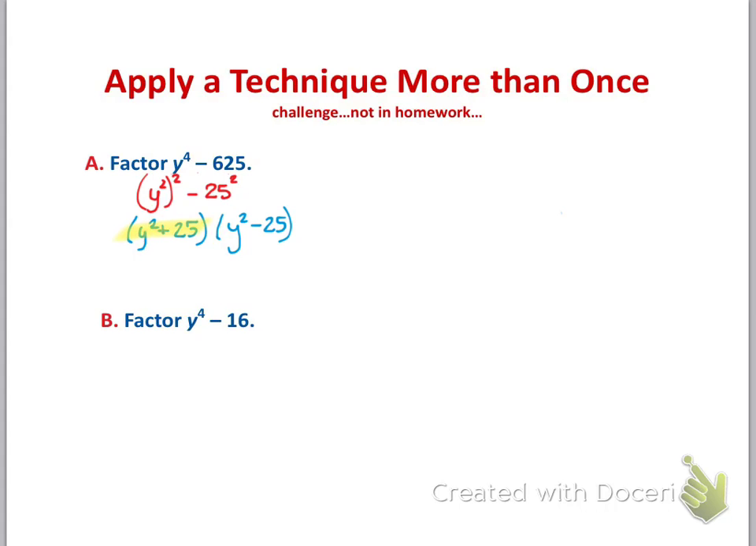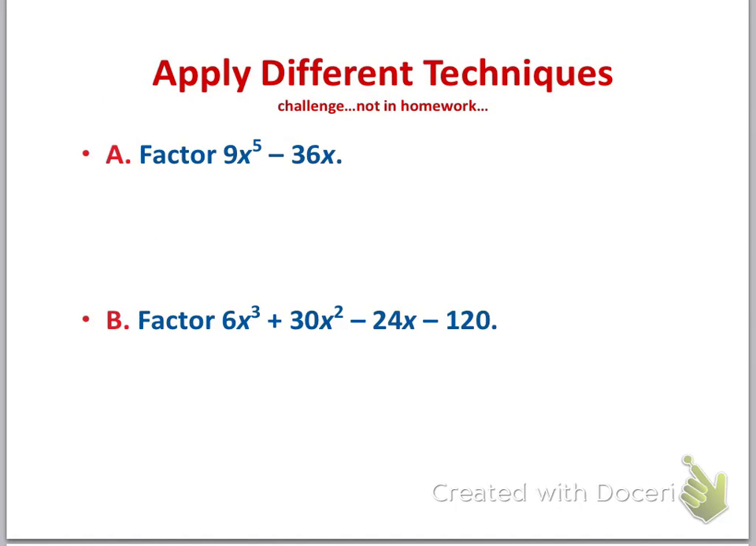Now this first chunk is not a pattern that we're familiar with, but the second chunk is. So we're going to continue that pattern. That's y squared minus 5 squared. So it's y plus 5, y minus 5, and we write that first one that we couldn't factor more. Isn't it beautiful? All right, let me show you another challenge.